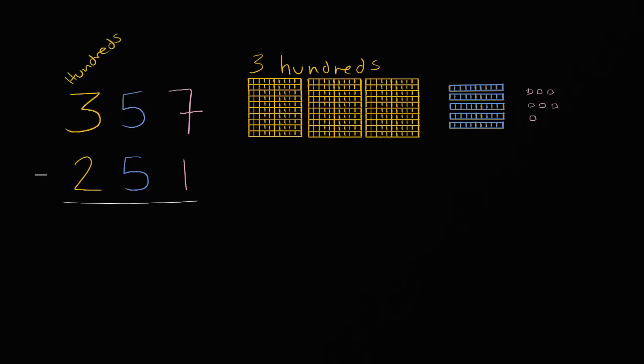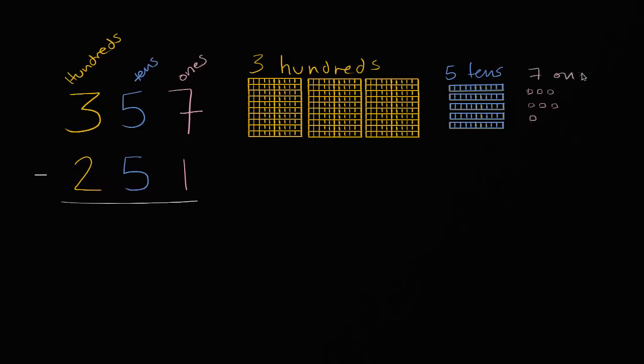Then we have a 5 in the tens place. So that represents 1, 2, 3, 4, 5 tens. 5 tens. And then last but not least, in the ones place, we have 7. So that represents 7 ones. 1, 2, 3, 4, 5, 6, 7. 7 ones.